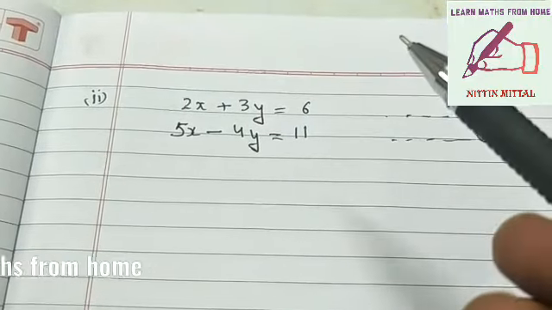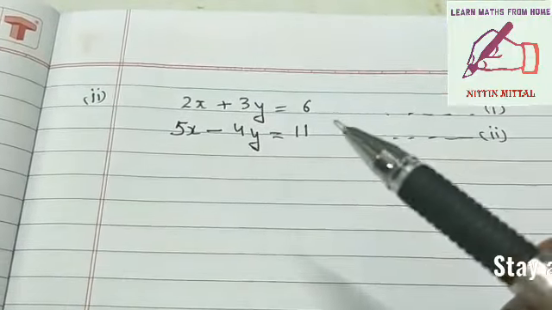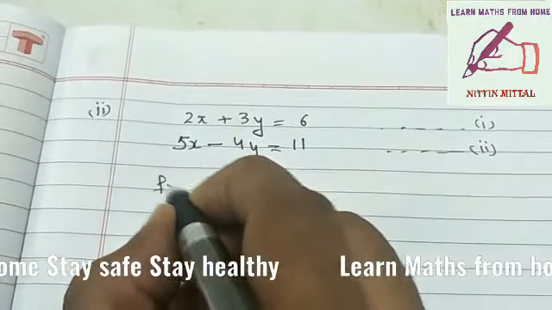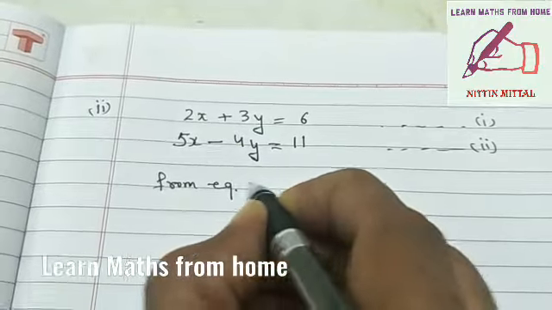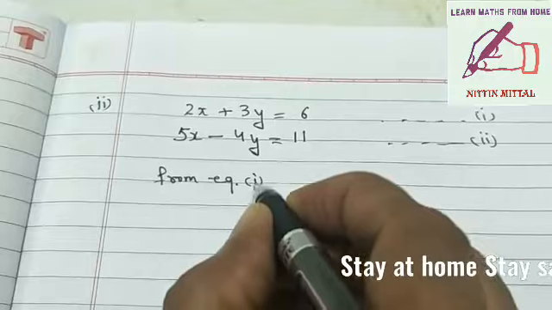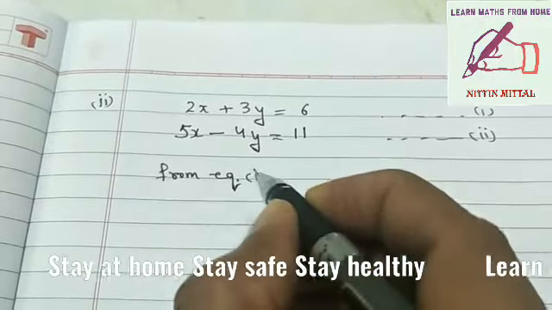It's up to you, whichever you find easy. It doesn't matter. So I am taking equation 1 this time. Now I will write from equation 1. If you write this, you will know that you are not supposed to put this value in equation 1, right? Because you are making it from equation 1.